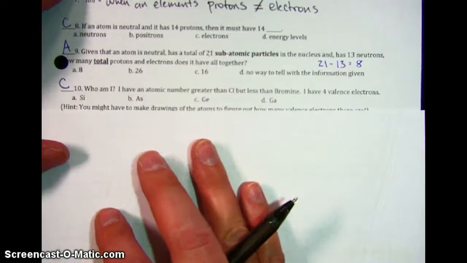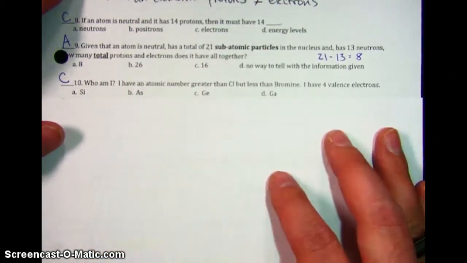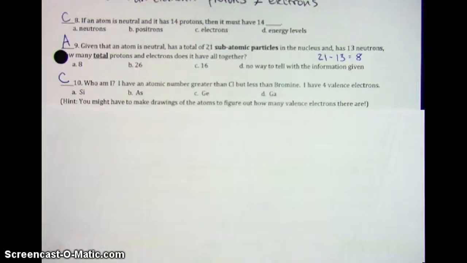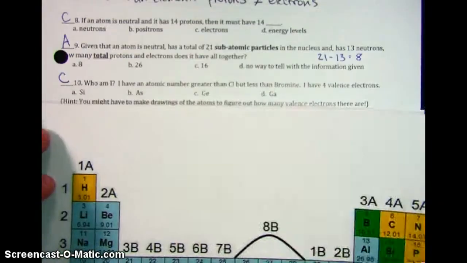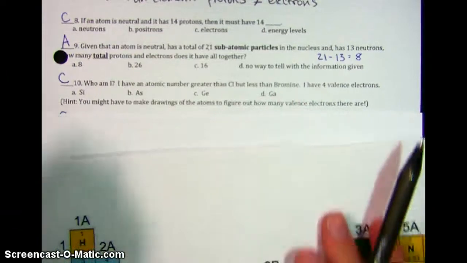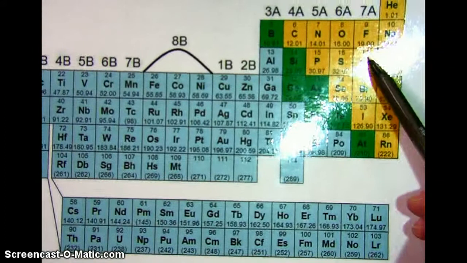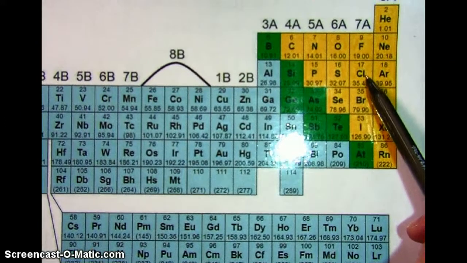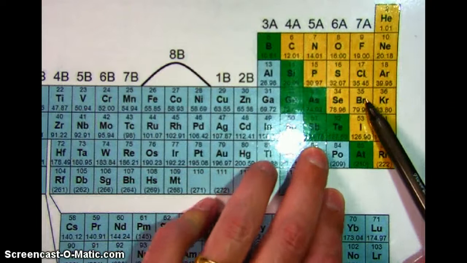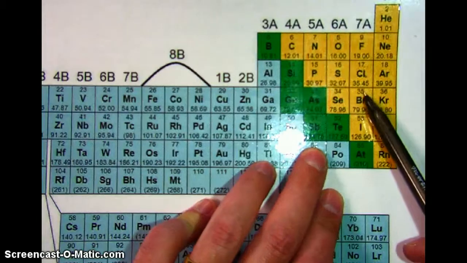Number 10. Who am I? I have the atomic number greater than chlorine but less than bromine, and I have 4 valence electrons. Here's how I recommend that you do this. If you take out a periodic table and you find the two that were mentioned, the bromine and the chlorine, we know that it's going to be in between those two. So here's chlorine. There's chlorine, and bromine is not far behind, it's right underneath. So we know that it's between numbers 17 and number 35.